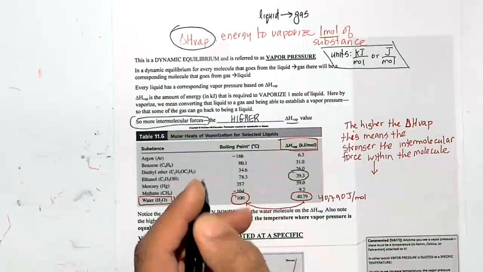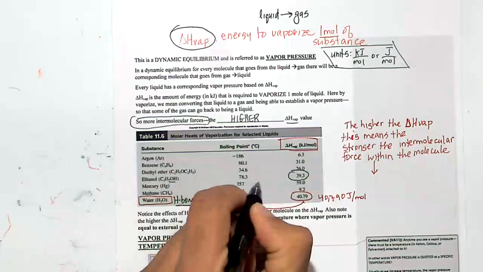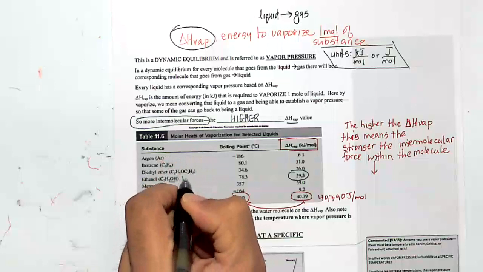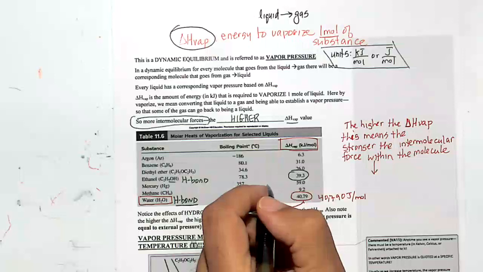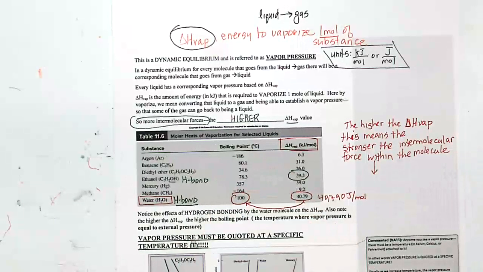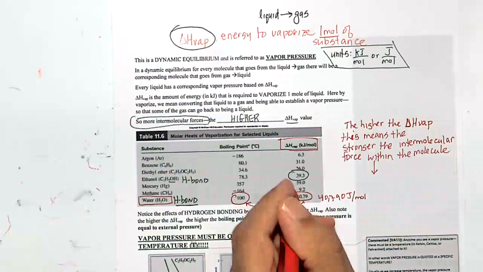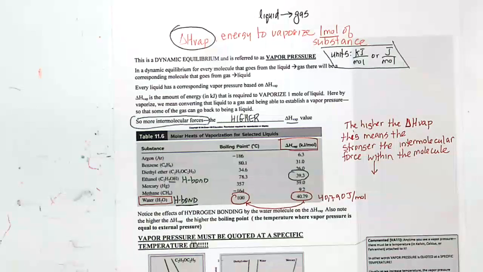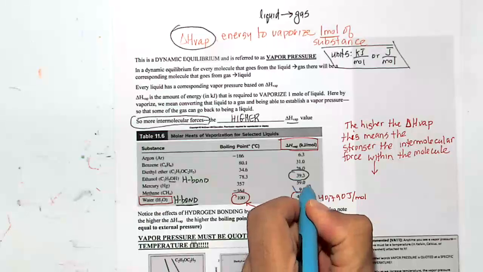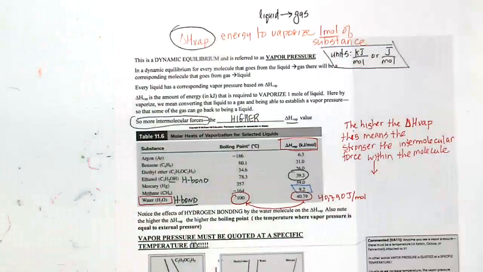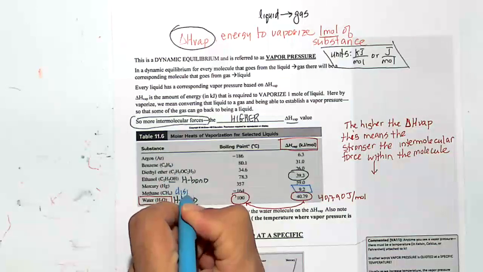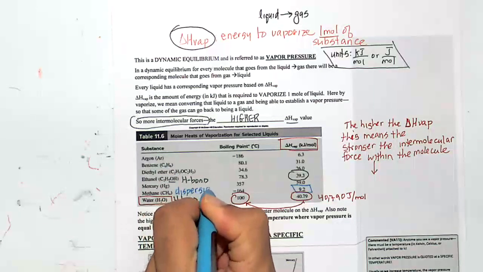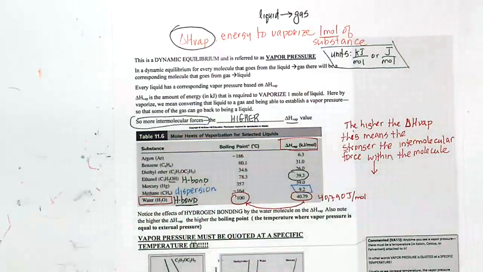What do you think about ethanol? 39,000 joules per mole. Hydrogen bond. Why do you think methane is so low, 9.2? Because it's dispersion. So 9.2 kilojoules to boil methane. Very low. Dispersion is the primary intermolecular force.